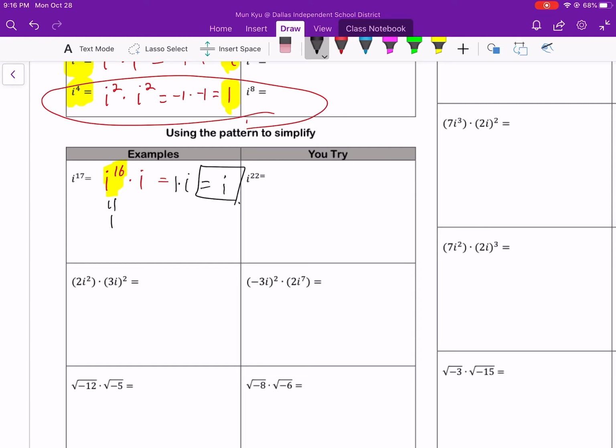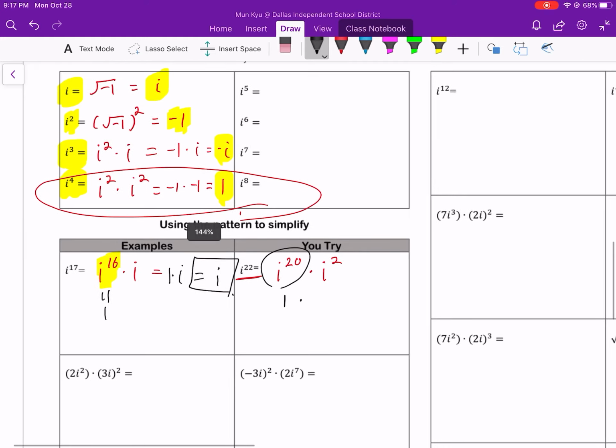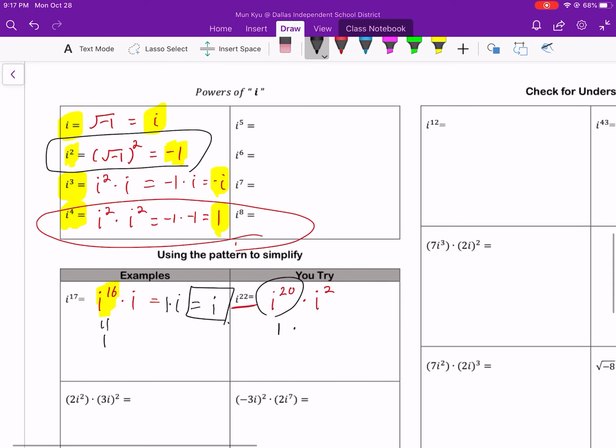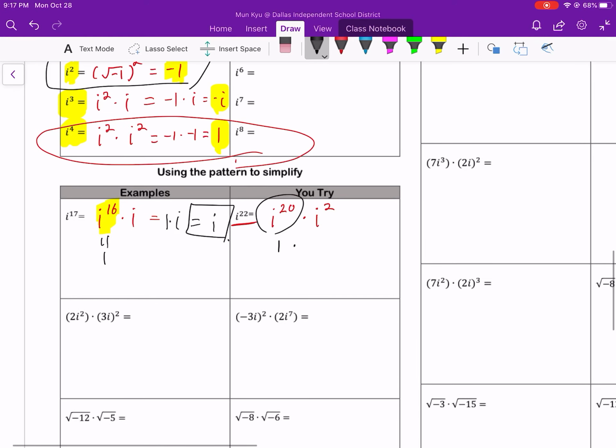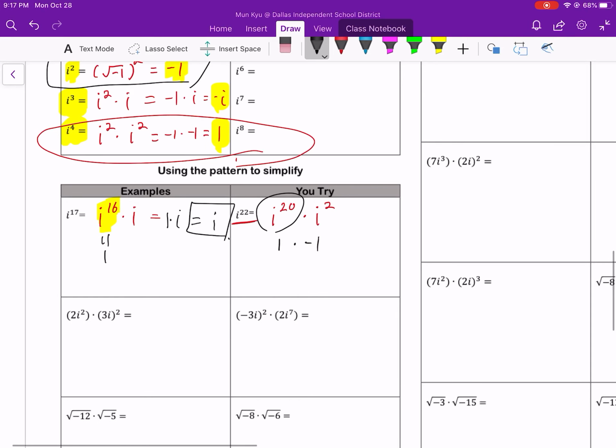Here, let me give you a better example. i to the 22nd power. Again, this one can be broken down into i to the 20th power, because that's a multiple of 4, times i squared. Again, i to the 20th power, that's a multiple of 4, which will become just 1. i squared is, according to this, going to be -1. So it's 1 times -1, which will just give you -1.